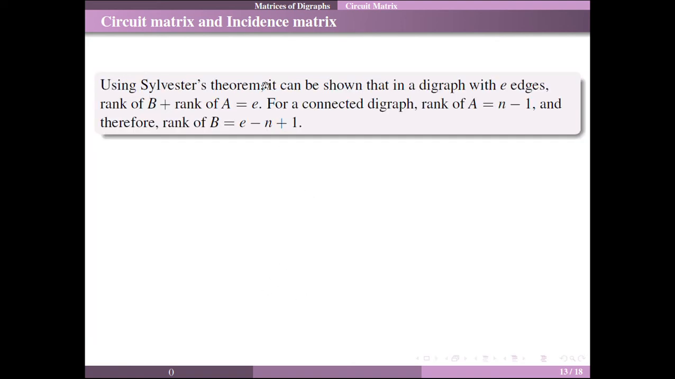Using Sylvester's theorem, since A dot B transpose is equal to 0, we can show that rank of B plus rank of A equals E. Since we know that the rank of the incidence matrix is n minus 1, therefore the rank of the circuit matrix will be E minus n plus 1.